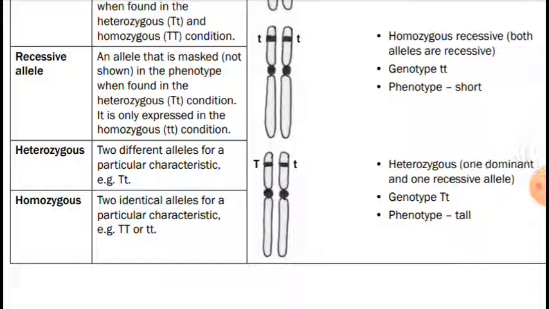As I was telling you guys, heterozygous is two different alleles for a particular characteristic, for example T coding for tallness and t coding for shortness. And homozygous means both alleles are the same. So there's nothing that hard on these two words. That's what I was trying to talk about in this video.